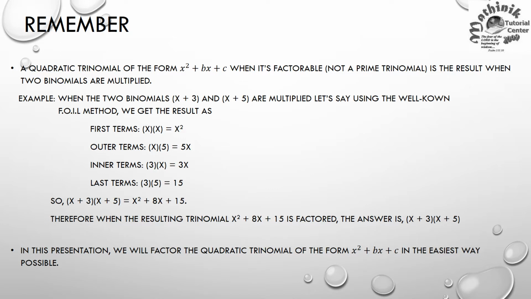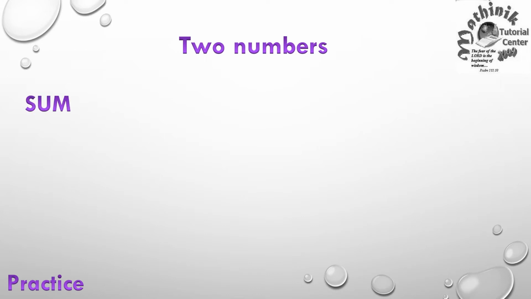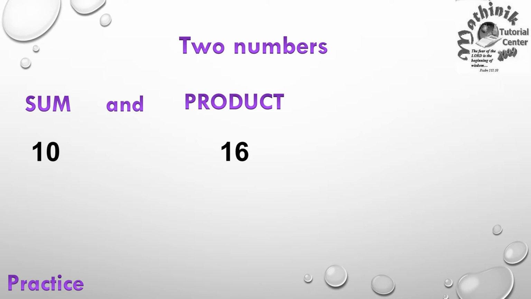In this video, we will factor the quadratic trinomial of the form x squared plus bx plus c in the easiest way possible, meaning we deviate from what is taught inside the classroom. But before we can do that, let us do a practice or a related activity, wherein we're going to think of two numbers given their sum and their product. Say for example, think of two numbers whose sum is 10 and whose product is 16.